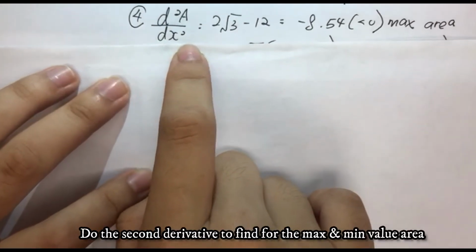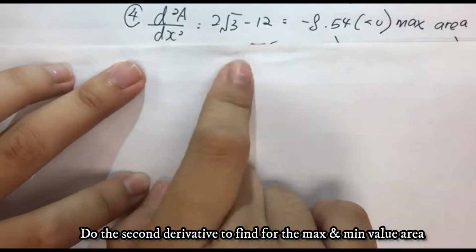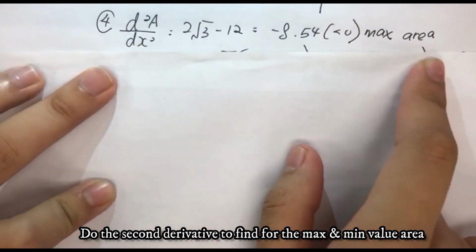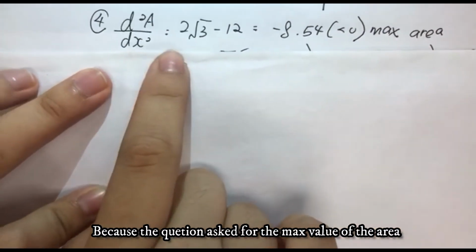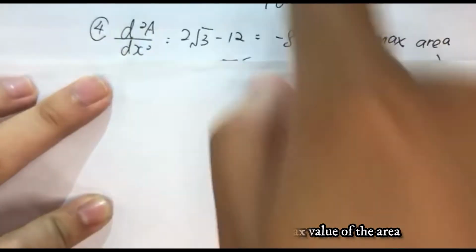Okay, so now we proceed with the second derivative, because we need to determine whether the area we get is maximum or minimum, because the question given is maximum area. So we differentiate for the second time. From here, we differentiate again.